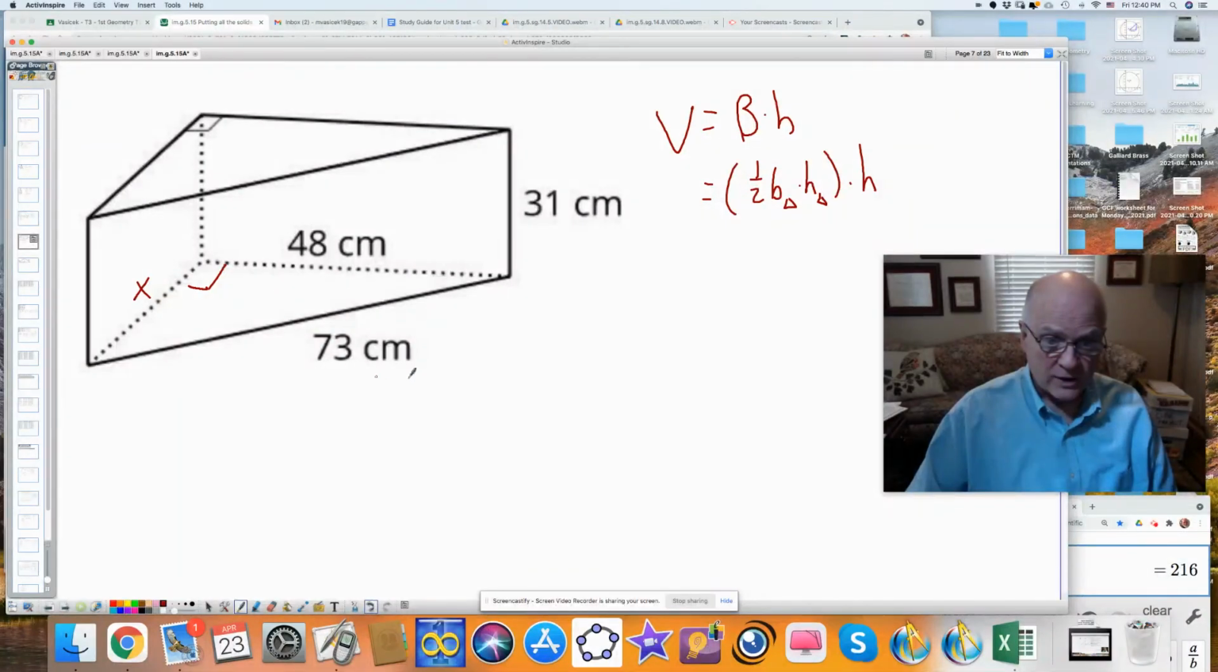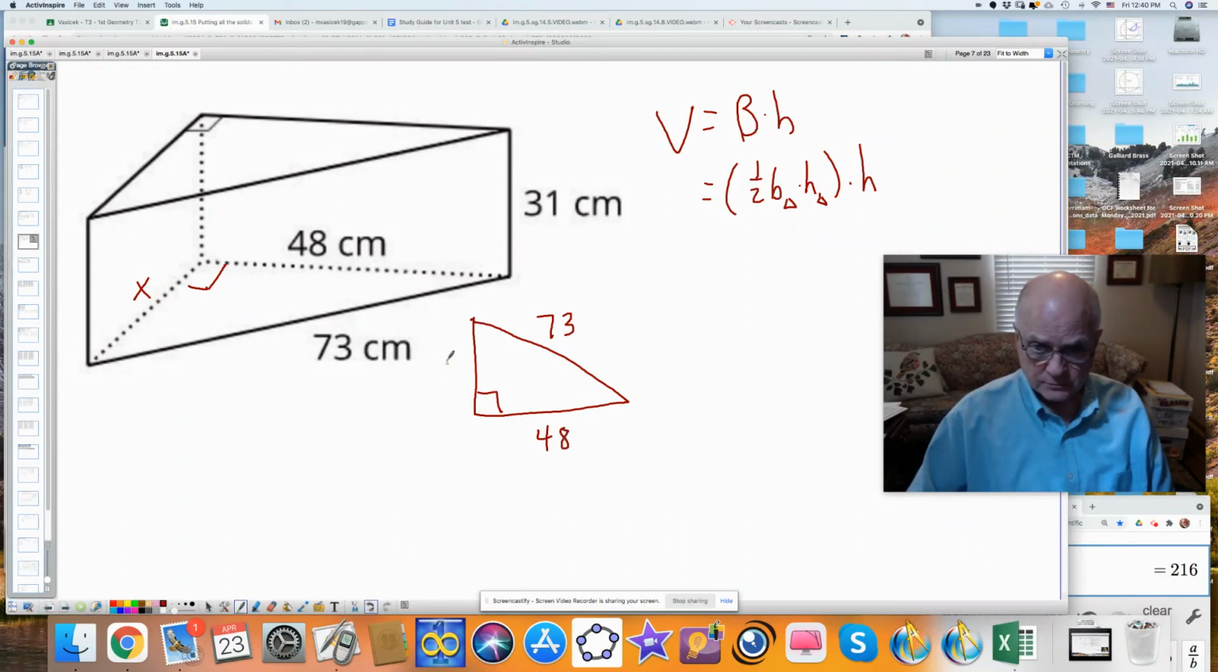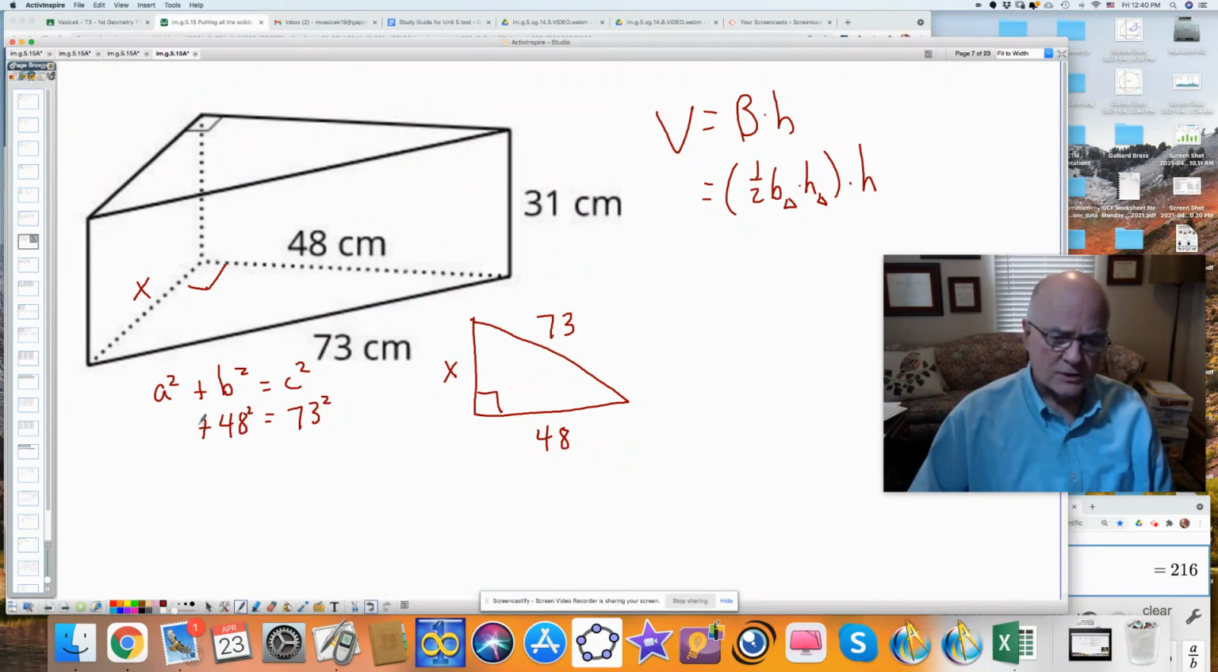I've got a right triangle. If I were to draw it like this, maybe you can see it easier. Hypotenuse is 73. This is 48. This is x. I can use the Pythagorean theorem. The Pythagorean theorem is the fundamental theorem of geometry. It overarches and underscores everything that we do in geometry. So it's important to recognize it when it appears and to use it when you can.